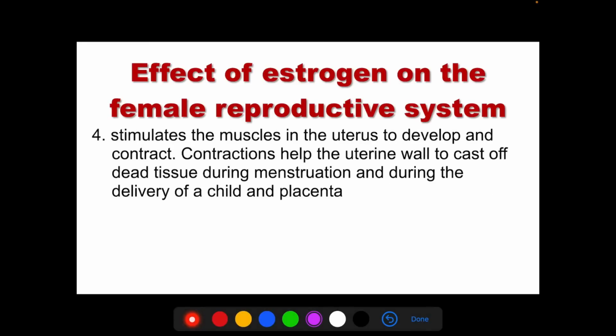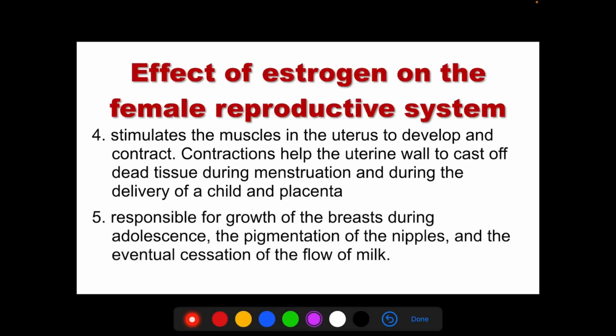Next one, it also stimulates the muscles in the uterus to develop and contract, and contractions help the uterine wall to cast off dead tissue during menstruation and during the delivery of a child and the placenta. And estrogen is also responsible for the growth of the breast during adolescence, the pigmentation of the nipples, and the eventual cessation of the flow of milk. So those are the functions of the estrogen.